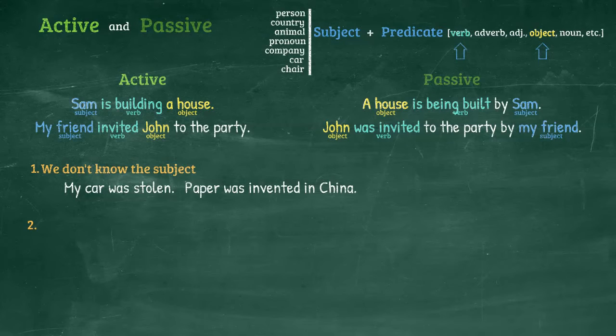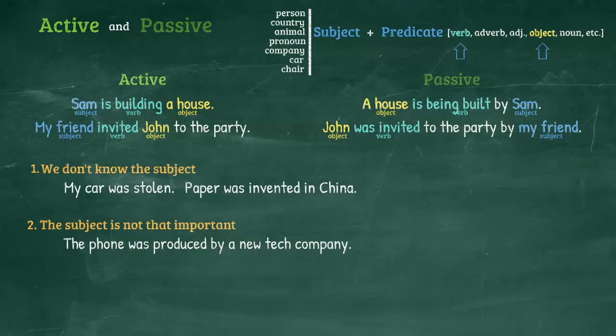The second reason we use the passive voice is if the subject is not that important or we don't really care about who did the action. For example, the phone was produced by a new tech company. Here, the emphasis is on the product, not the company. It's the phone that's important to the conversation.